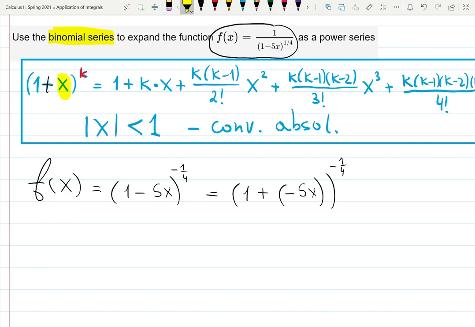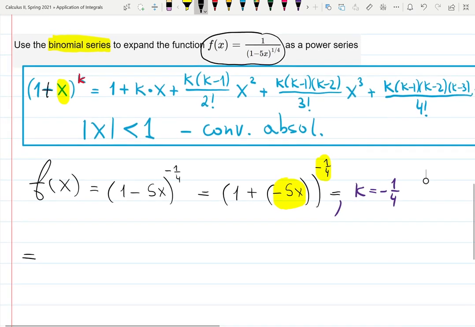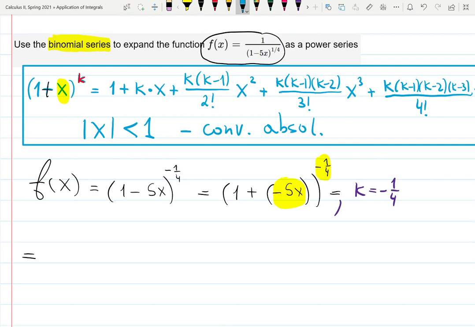I have 1 plus input raised to the k, and I have a given formula. My input is minus 5x, and my k is negative 1/4. Let's just immediately write down what we need using the formula in blue color for the binomial series. Let me write it down actually, because it has a name. Binomial series.